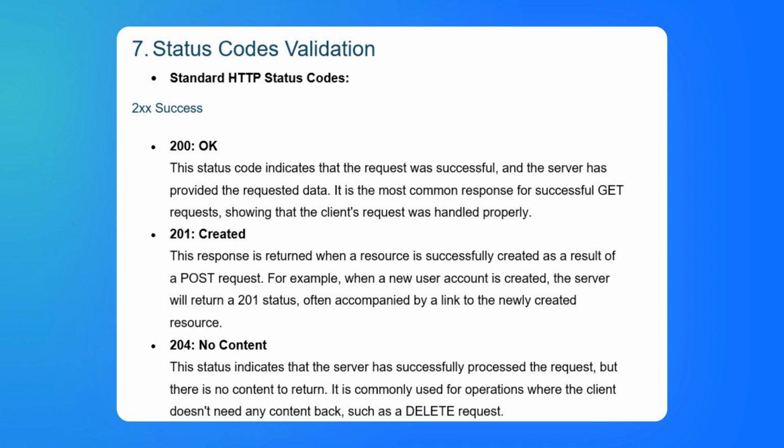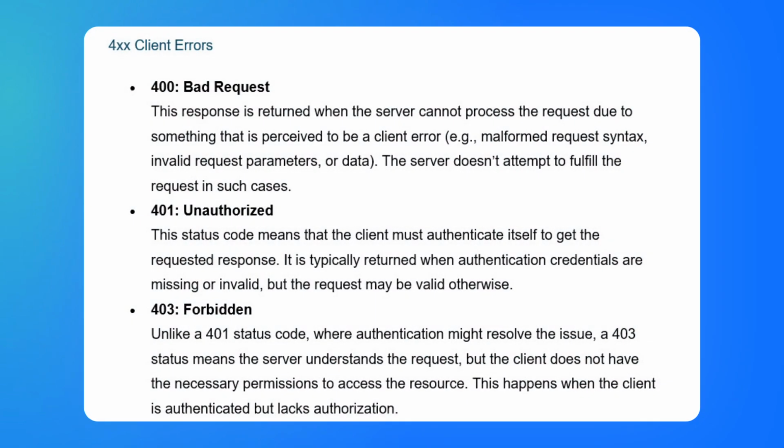So in this case we had deleted the resource, then the server responded with 204. It is commonly used for operations where the client does not need any content back, such as a delete request. Then we have 400 bad request. This response is returned when the server cannot process the request due to something that is perceived to be a client error. The server does not attempt to fulfill the request in such cases.